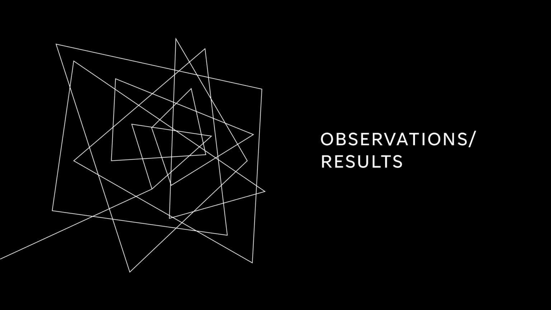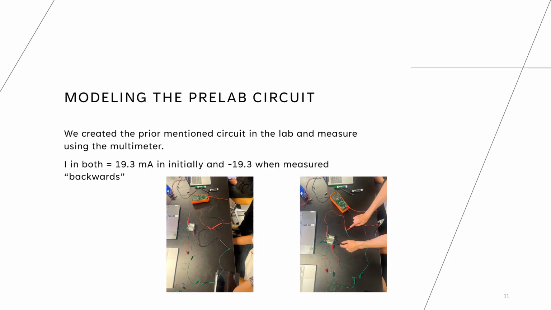Observations and results. The previously mentioned circuit in the lab was measured using the multimeter. The current at both sites is equal to 19.3 milliamps initially and negative 19.3 milliamps when measured backwards.